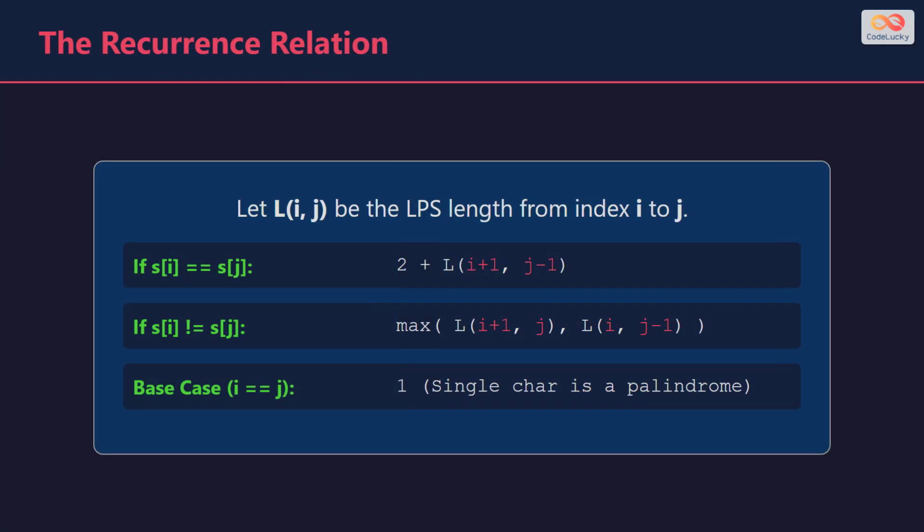Let's define a function L(i, j), representing the length of the longest palindromic subsequence for the substring starting at index i and ending at index j. If the characters at the ends match, we add 2 to the result of the inner substring. If they don't match, we simply take the maximum value obtained by either ignoring the first character or ignoring the last character. The base case is when i equals j, where the length is always 1.